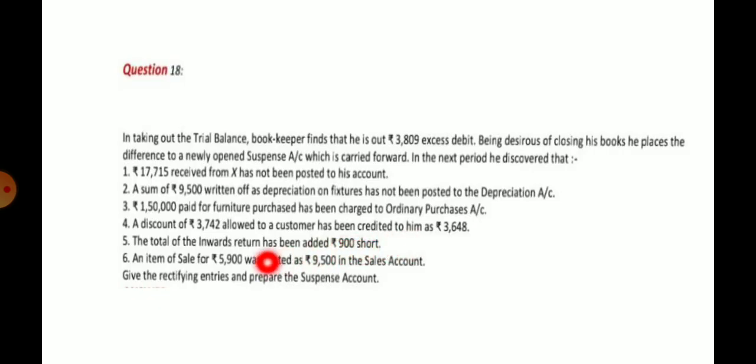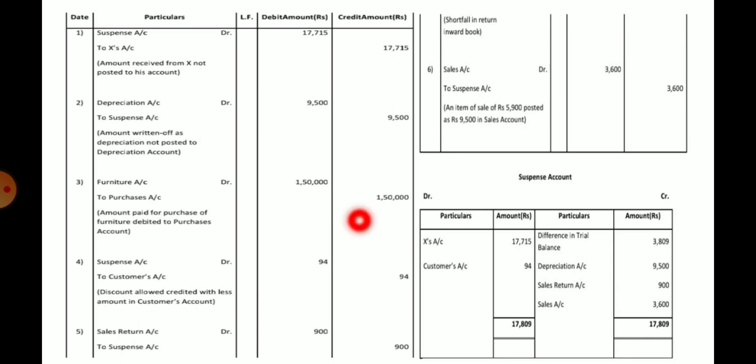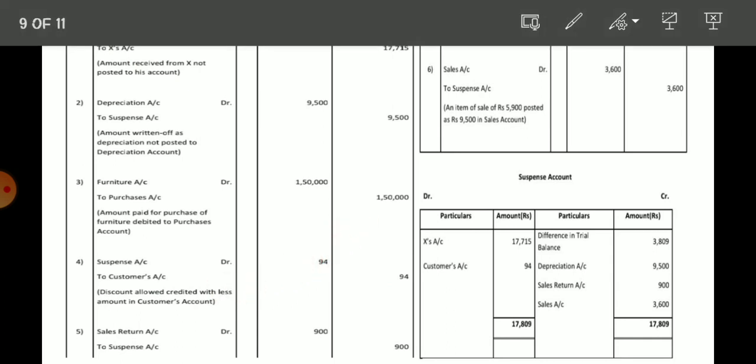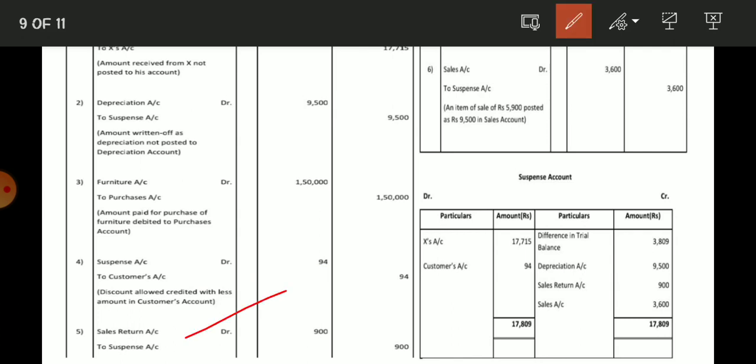Now the total of inward return book, what is inward return? It is the sales return, has been added 900 short. So the less amount which is showing, it will be entered into the sales return to suspense. See here, this. Okay.